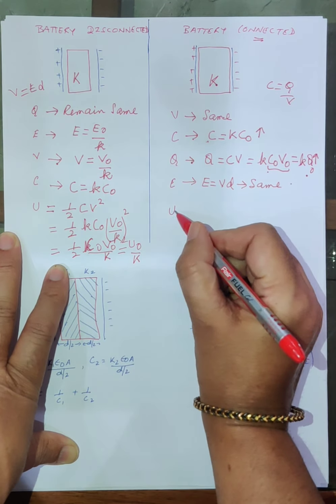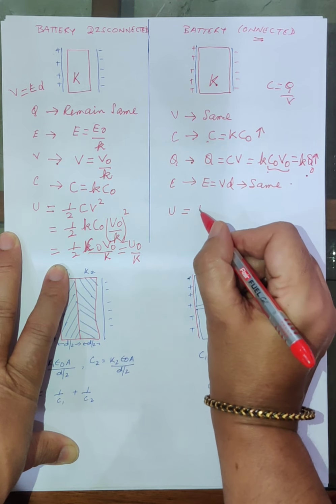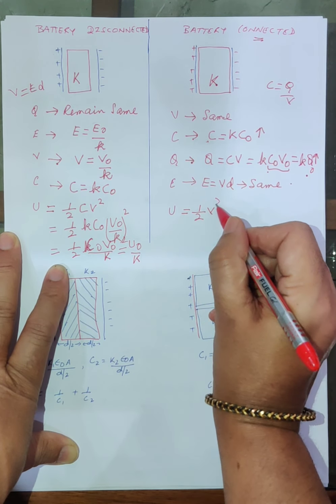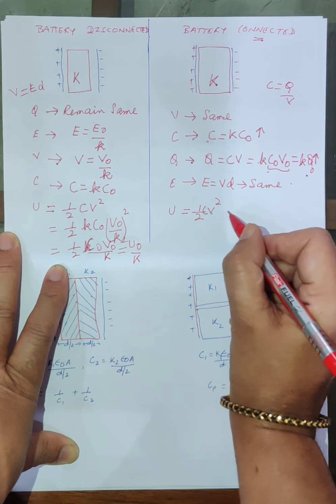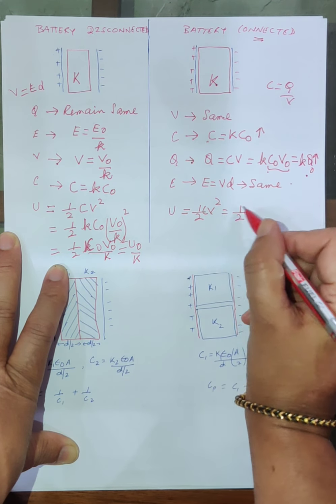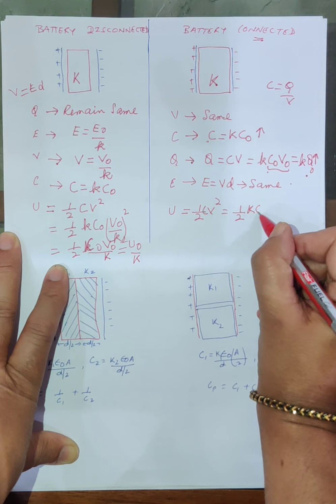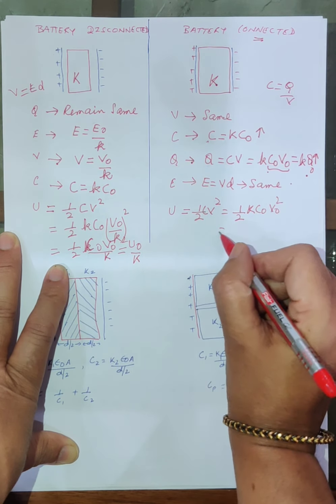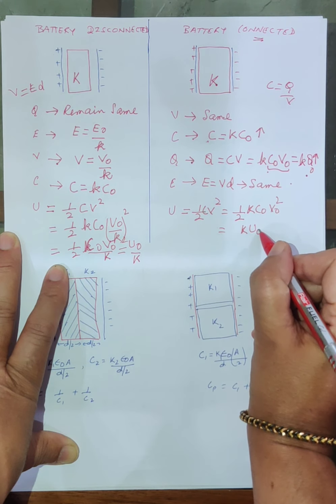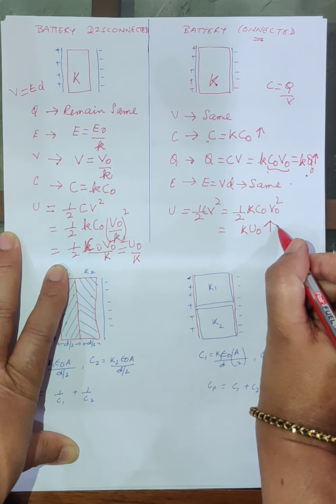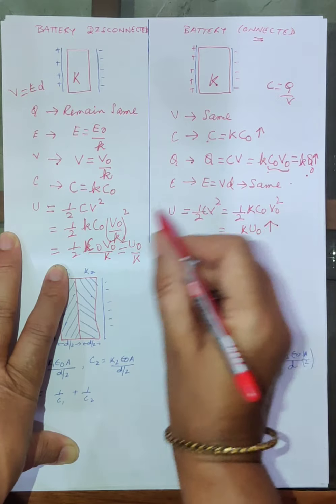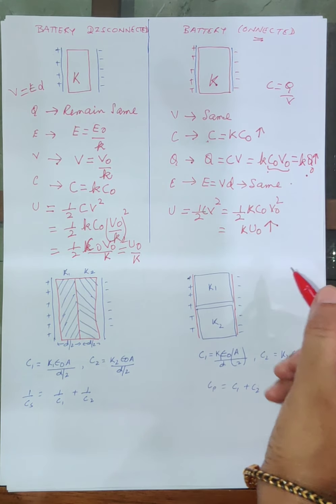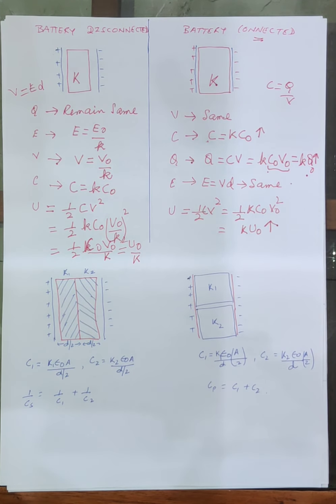Let's come to the electrical energy. Now what's my electrical energy? As I told you, this is equal to half CV square. So now let's see, half. What's my C? It becomes K times C naught. And my potential remains the same, that is V naught square. So what will it become? It becomes K times U naught. That means my energy will increase. Is it clear? These are two very typical types of problems of your capacitors.